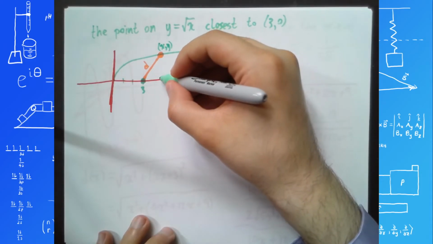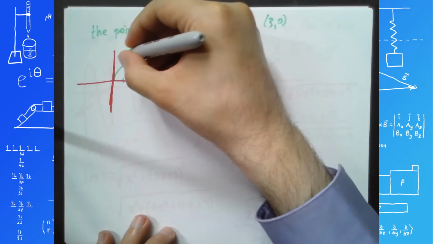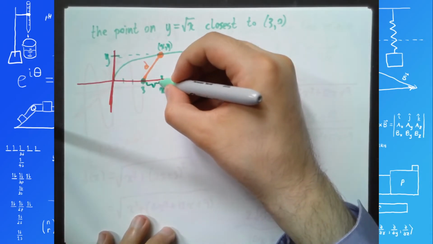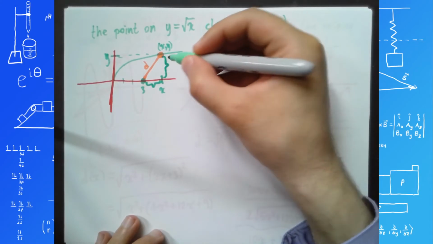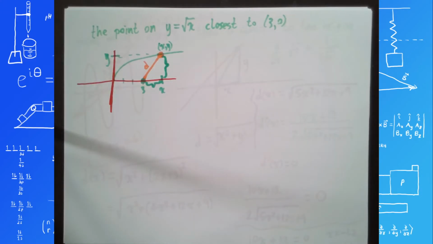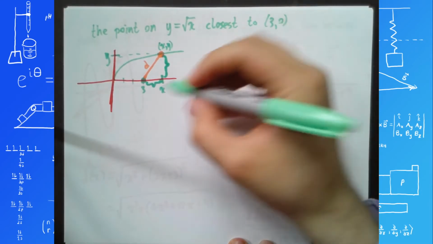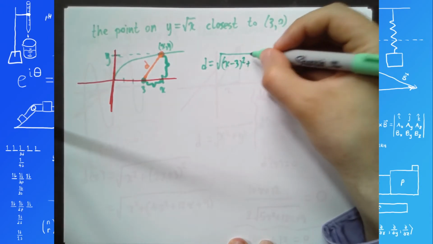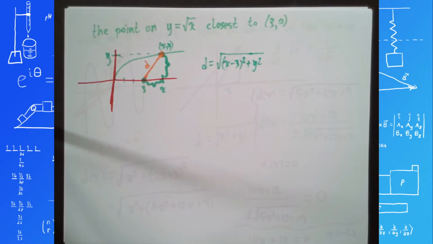So let's see. Then that would mean this is x and this is y. And then this distance right here would be x minus 3, and this distance right here would just be y. And from there, I think you know where this goes. Distance is equal to the square root of x minus 3 squared plus y squared. And yeah, the rest plays out similarly to what we did in the previous example.